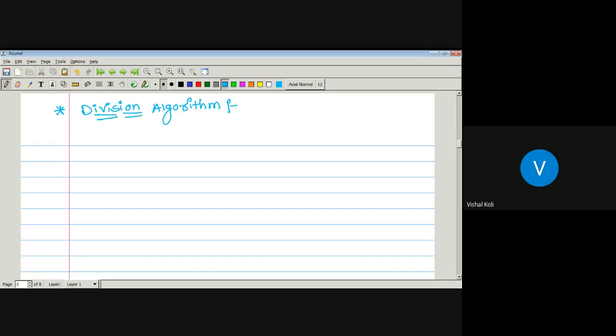What is division algorithm? What is its use? Actually, this one is one theorem. What is the use of division algorithm, or what is its statement first? Okay, so first we will see the statement.